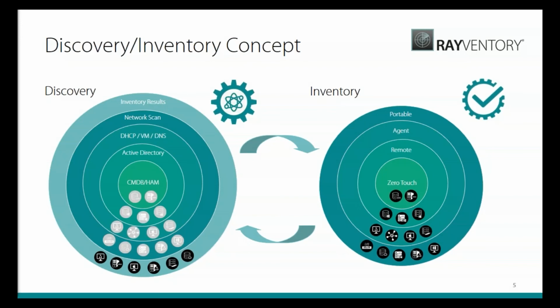RayVentory has the ability to discover and inventory devices via a multitude of methods. If we speak about the portal only, it can discover via Active Directory, a lightweight network scan, a CSV file, vCenter inventory and Hyper-V. We just concentrate on the portal. We provide ZeroTouch, which is the least invasive method we have for inventory, as well as remote execution methods.